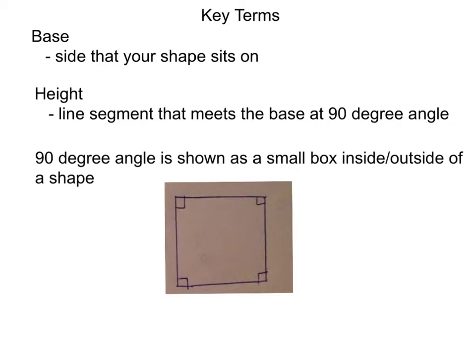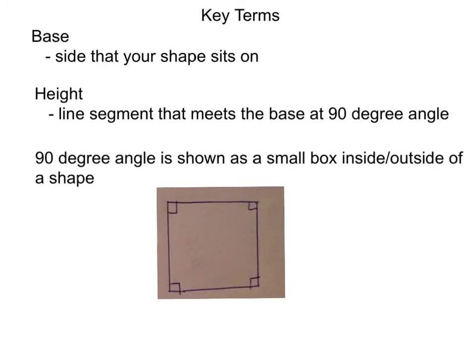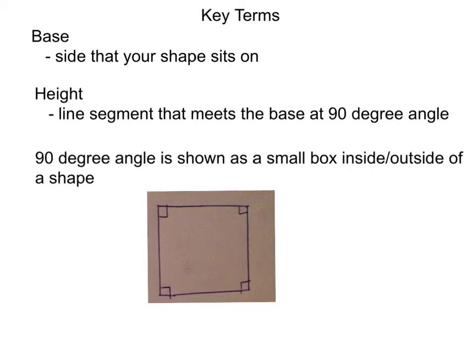If we use the sample picture inserted just a second ago, notice that we have four 90-degree angles there. We have the bottom left corner, bottom right corner, top left corner, and top right corner. Remember, those are small boxes, so that represents a 90-degree angle.